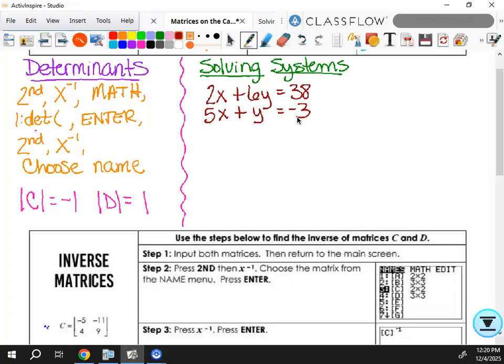So there's our system. It's set up nicely for elimination. So again, you could do substitution, elimination, whatever, but we're here today to look at matrices. So my matrix A, that's my coefficient matrix, comes from the numbers in front of the variables. So my first row is 2, 6. My second row is 5, 1. Then B is my constant matrix, which is 38, -3.